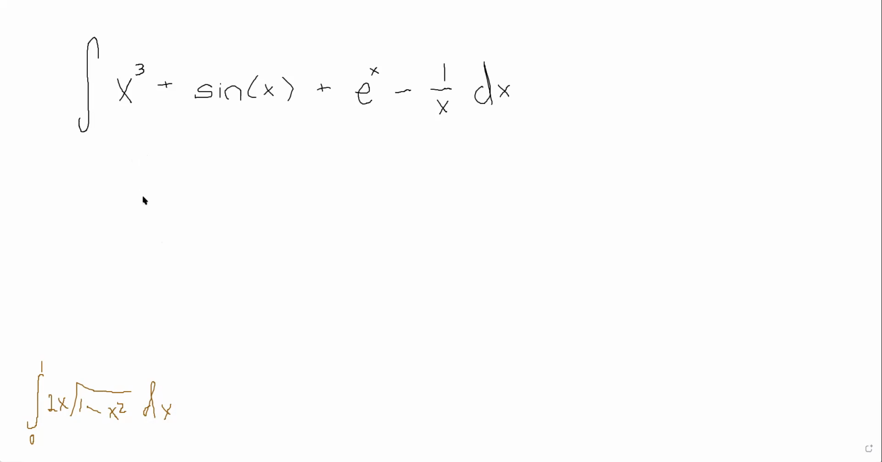So it's going to be 1/4 times x to the 4th. Wonderful. All right, and then what about the next part of this? How do we integrate sine of x?